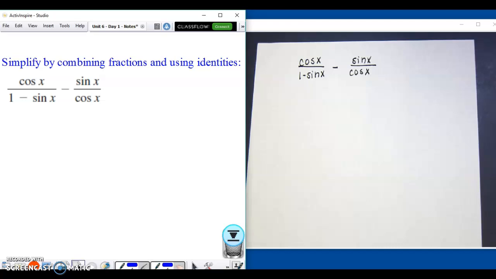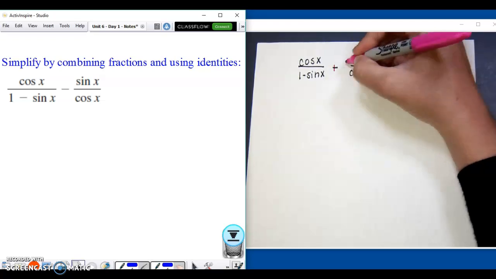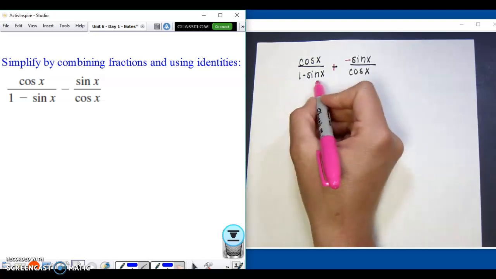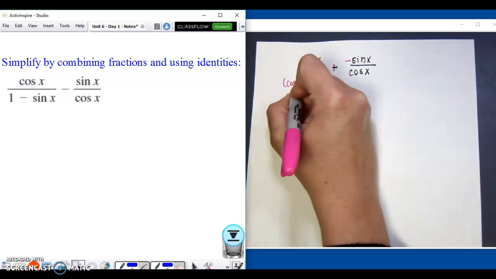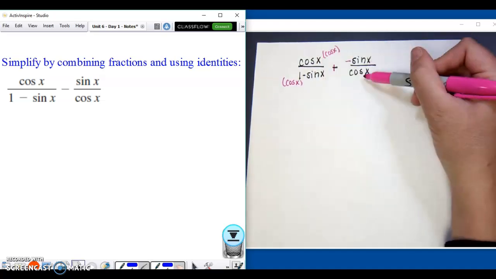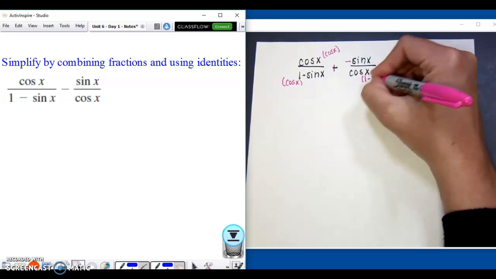If you ever have two fractions where you can make them have common denominators, that's what you want to do. So guys, just like when we did rational functions, I don't like working with subtraction, so I'm going to change this to addition and make this negative. Don't have to worry about that. And then we want to make them have the same denominators. So this denominator is missing cosine x, so put it in the denominator and the numerator. This denominator is missing 1 minus sine x.